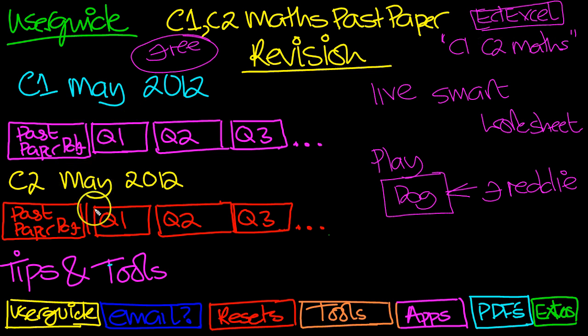So basically here's the format of the paper then. I'll just give you a quick overview of this. It's helpful revision if you're doing a C1 or C2 in the near future. I put the past paper PDFs for the respective papers here at the beginning, so you can download them onto your phone or your tablet. And then we run through the questions question by question.